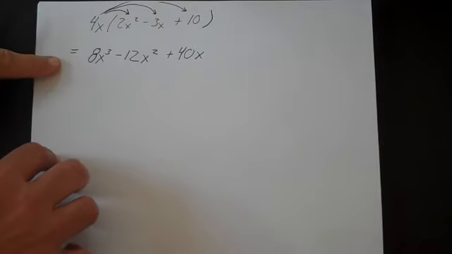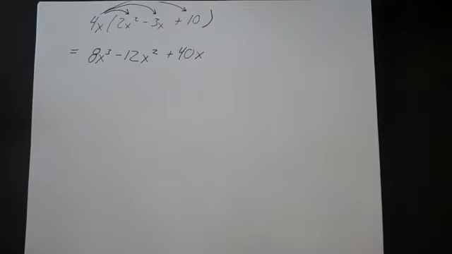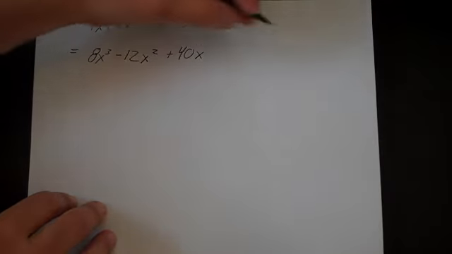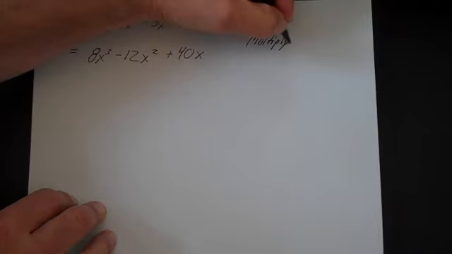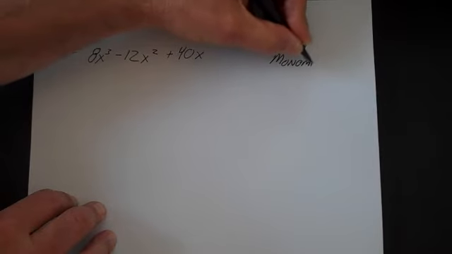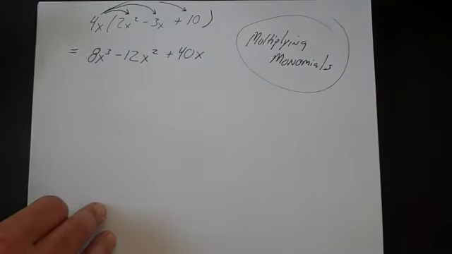Now we look to see if there are any like terms. This is x cubed, x squared, x. There isn't, so that's your answer. And that's all you do. Now remember, the key here is multiplying monomials. So if you need help with that, there's a video that's simply called Multiplying Monomials, and you can watch that. So let's look at another example.